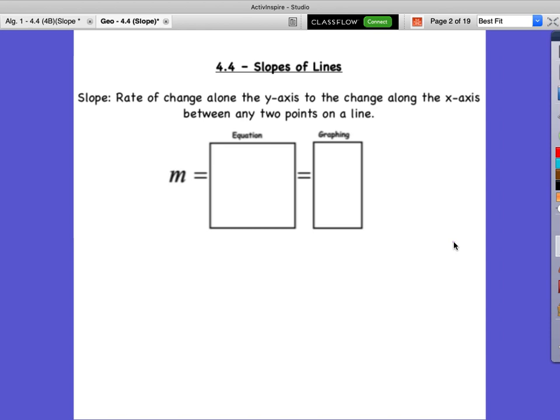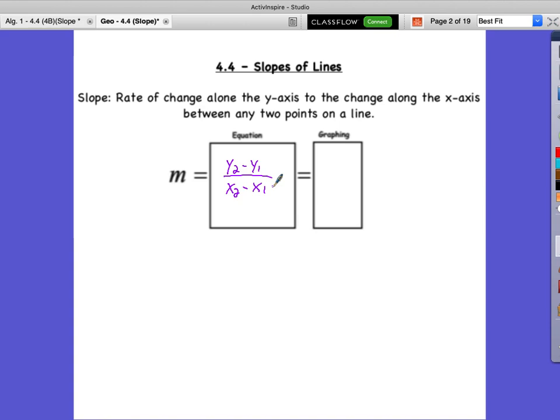Exactly. Slopes and lines. Slope is the rate of change along the y-axis to the change along the x-axis between any 2 points on a line. So our equation is what minus what over what minus what? Y2 minus Y1 over X2 minus X1. Difference in y's over the difference of x's.